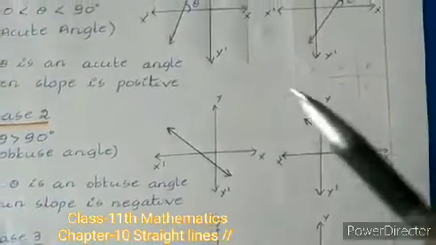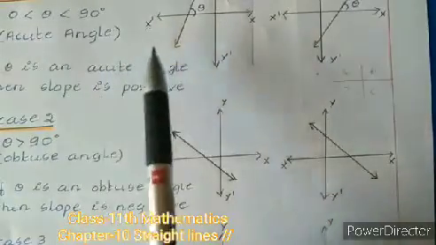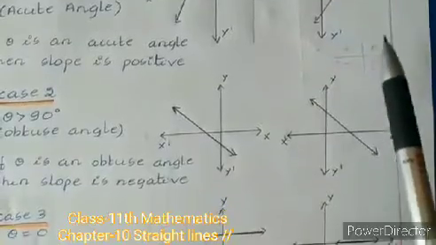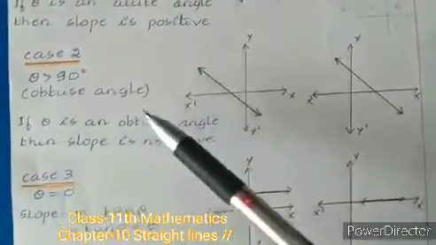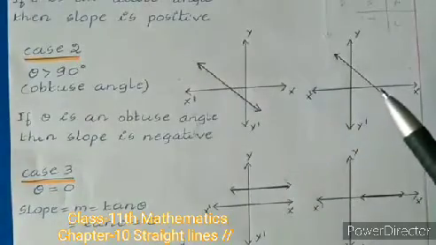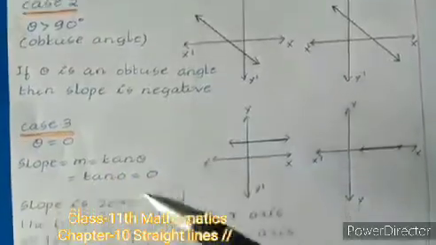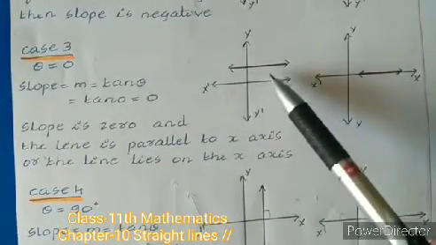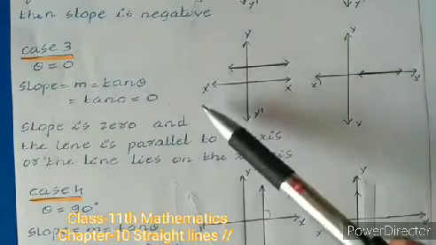The first case is if the theta value is in between 0 to 90 degree, then it is an acute angle and the slope is positive. That is, in the first quadrant tan theta is positive, that's why. Then if theta is greater than 90 degree, then in the second quadrant the tan theta is negative, that forms an obtuse angle and slope is negative. And if theta is equal to 0, then we can say that the line is parallel to the x-axis, or the line lies on the x-axis, and slope is also 0.